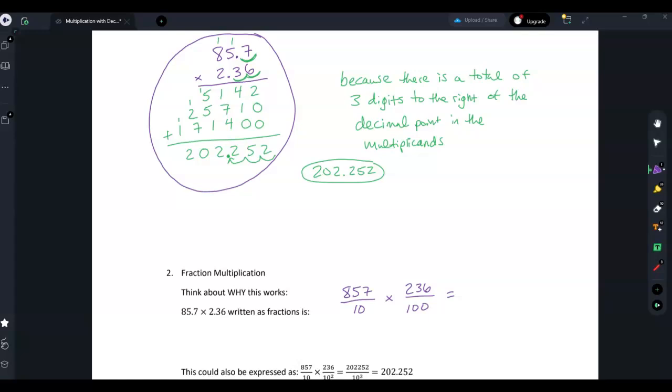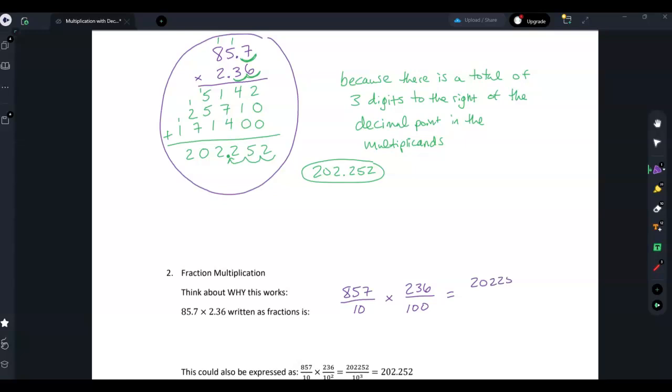Matter of fact, when we went through our standard algorithm, we basically ignored the decimals all the way through and we multiplied as if it was 857 times 236. It was only at the end that we put our decimal in. So if we hadn't put our decimals in, when we did this with the standard algorithm, 857 times 236 turned out to be 202,252, right? And we didn't place the decimal there yet.